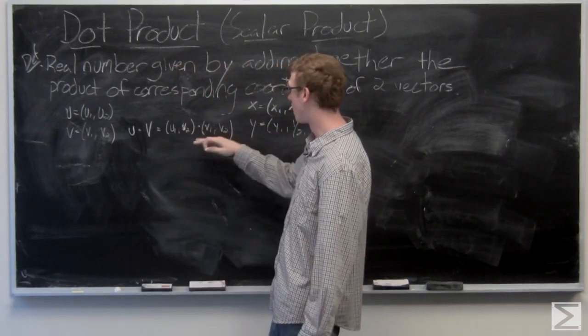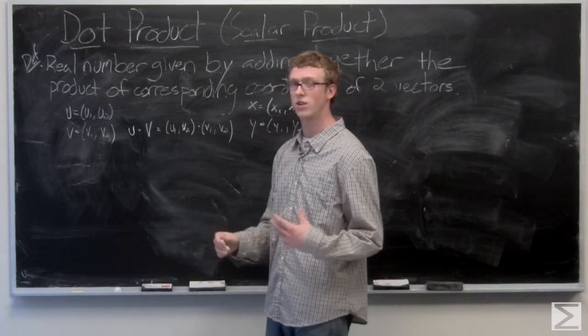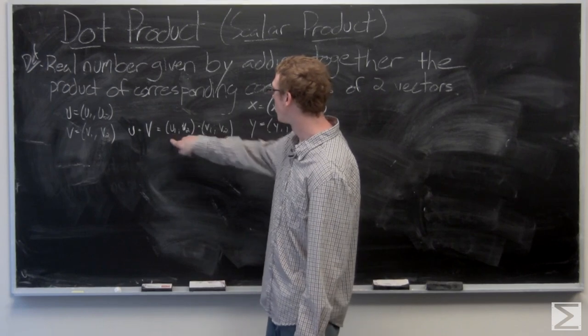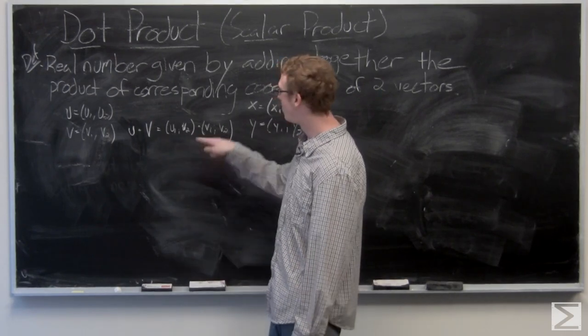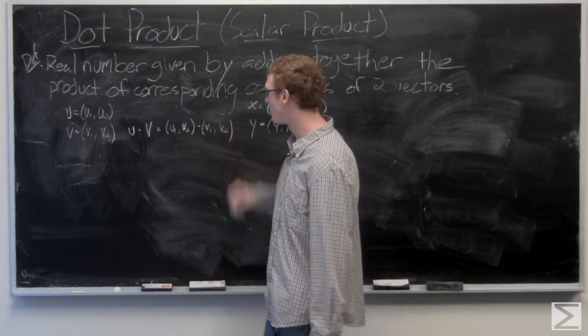u1, u2 dot v1, v2, and all you need to do, it's almost like distributing but not quite, because you don't carry over everything. You multiply u1 times v1 and then add u2 times v2.